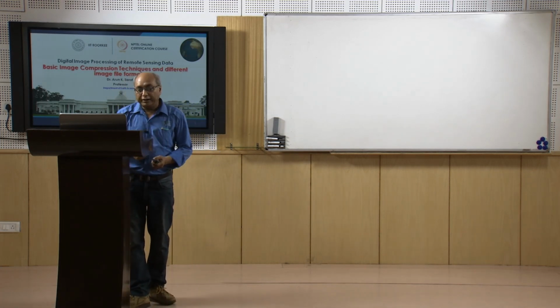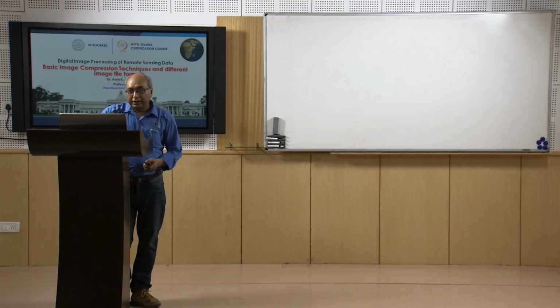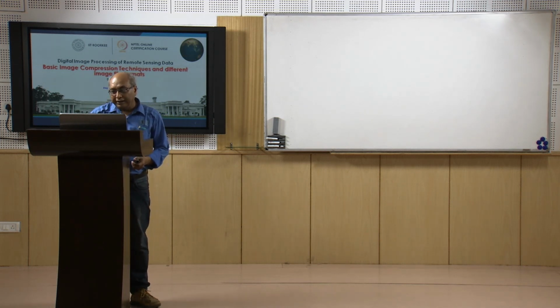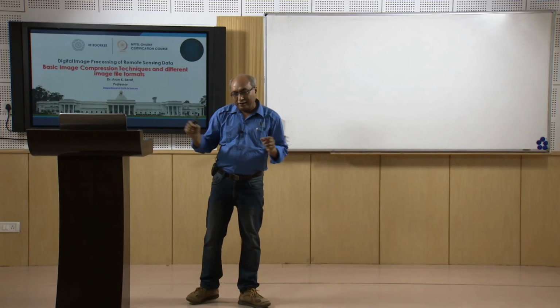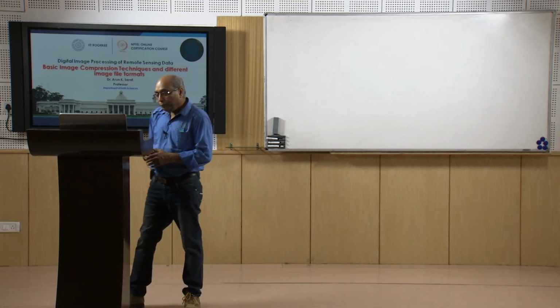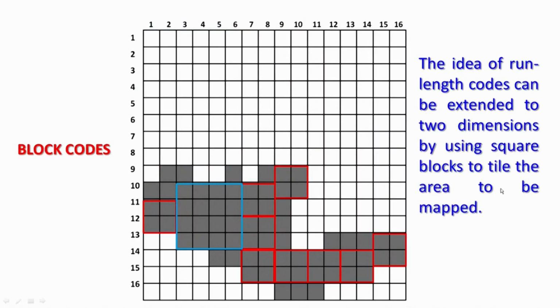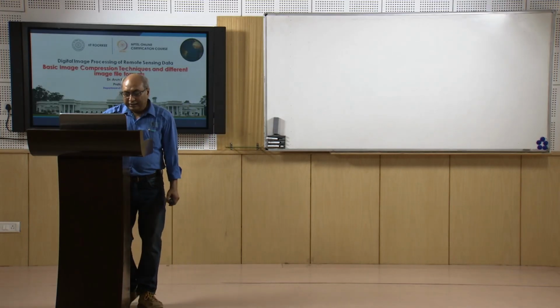The third basic type of compression technique is block codes, and this is a little complicated compared to the first two. The idea of run length codes can be extended to 2 dimensions, because run length was just 1 dimension. It starts from a particular row, and then along it, from west to east, is the run length. But here, instead of that, we can go for square blocks or tiles, through which we can cover the area.